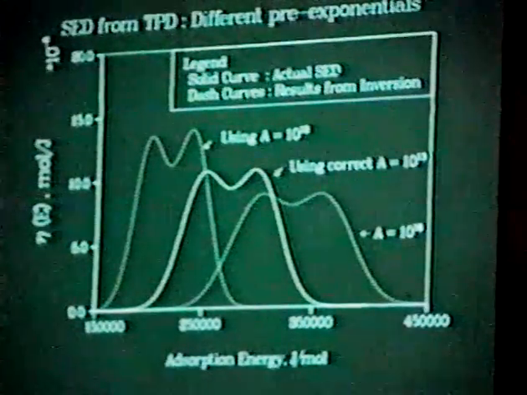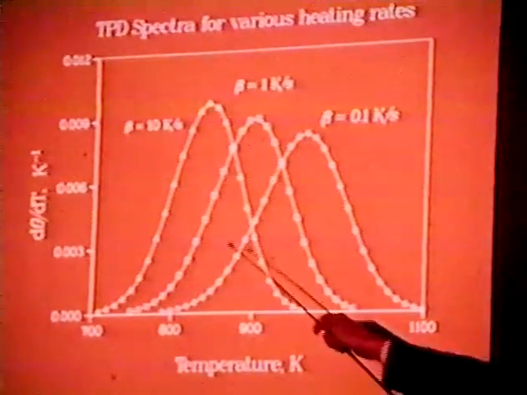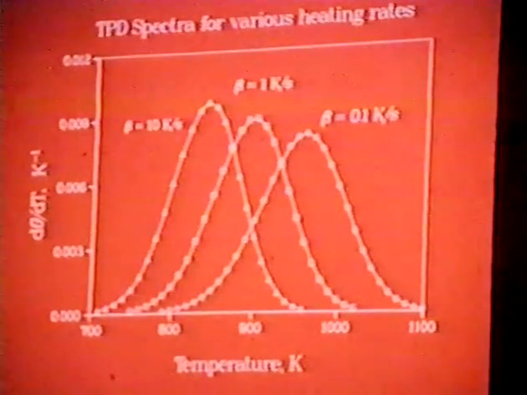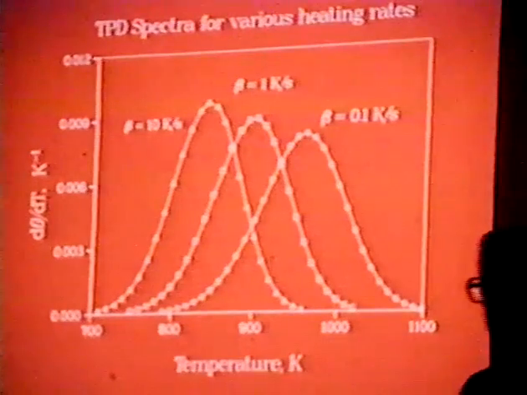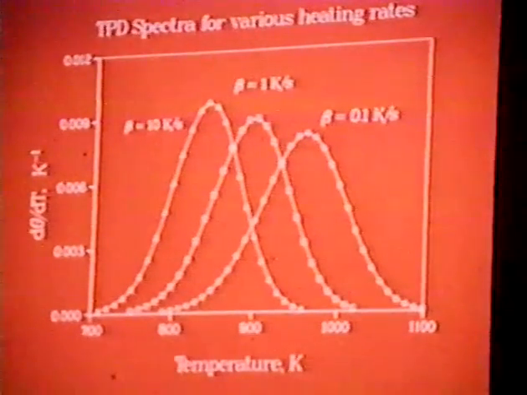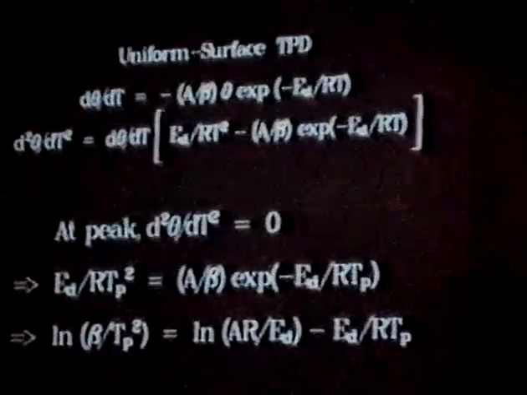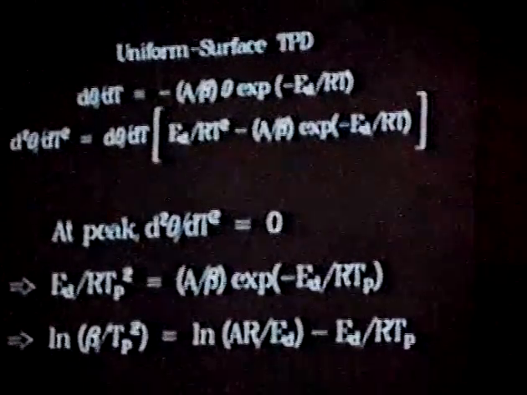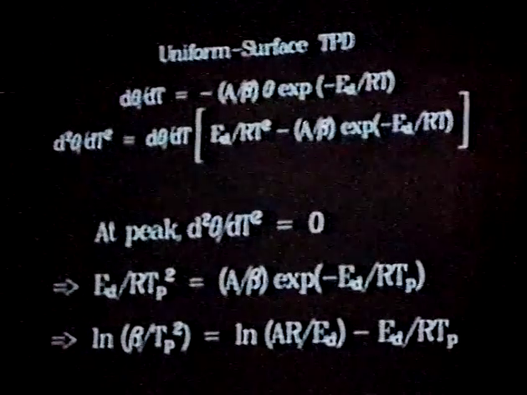If you happen to carry this out at different heating rates, you do get different information. You notice I made a comment that there's no real point in using peak analysis to get your values of A and E when you have a uniform surface. But we tried using the TPD spectra in a gross way for that, and we failed. So we had to go to peak analysis. And it turns out, if you take a look at peak analysis for the uniform surface case, what you end up doing is taking the second derivative, the peak, the second derivative equals 0.